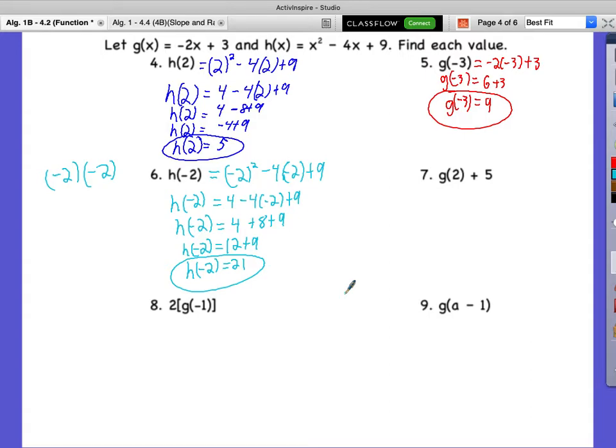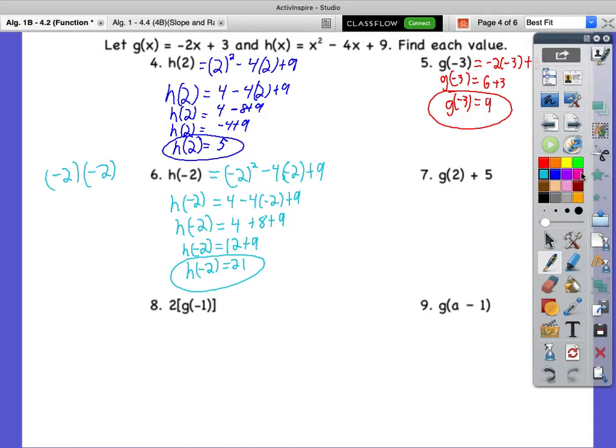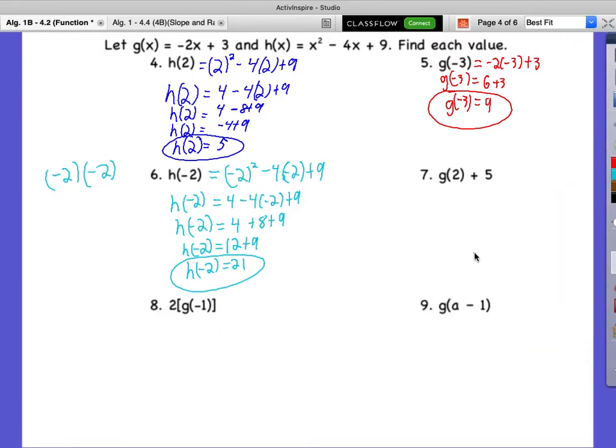Gracie, I lied to you. Let me show you how to set this one up, and then I'll let you go. So g of 2 plus 5. Here's what we're gonna do, guys. We cover this up at first. G of 2, what would we do? We do -2 times 2 plus 3. So you do -2 times 2 plus 3. And after you write all g of 2, we have a plus 5. So we write a plus 5.